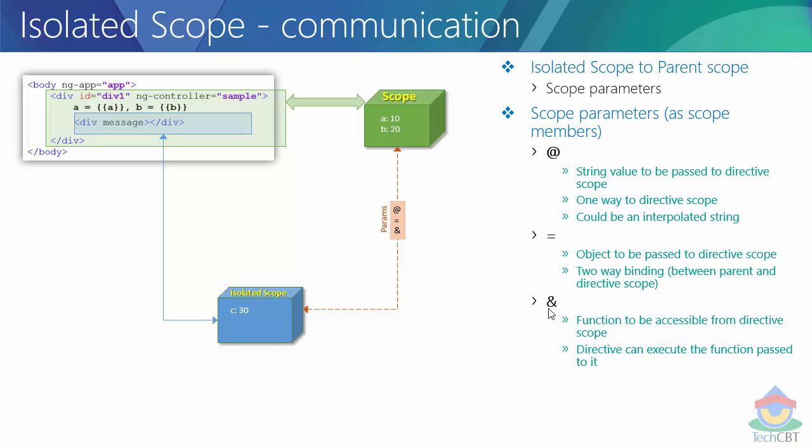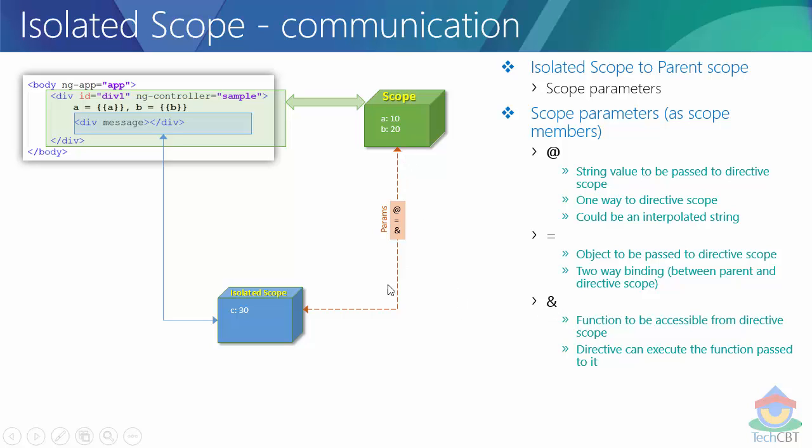And there is no binding here, because you are not really working with values, but instead you are working with a function. So you can send a function from here all the way to the isolated scope, so that the isolated scope can call back that particular function available somewhere else, and that can be achieved using the ampersand symbol. So a directive can execute a function passed to it using the ampersand symbol.